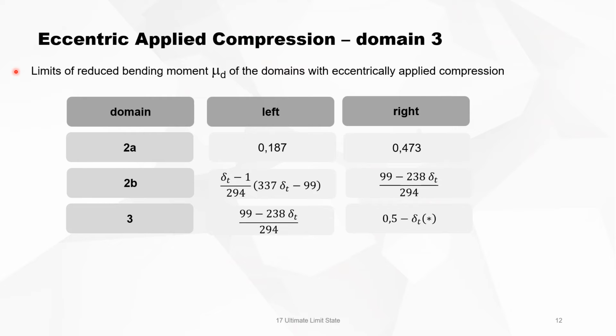We have seen now the calculations in domain 2A, 2B, and 3 for eccentrically applied compression. We have seen that in each domain you have different formulas. It's therefore important to know in which domain you are. So for that you need some borders, and these are the border lines left and right, and the value of mu d at the borderline left or right. You see for domain 2A it's independent of delta t. For the others it depends on delta t.